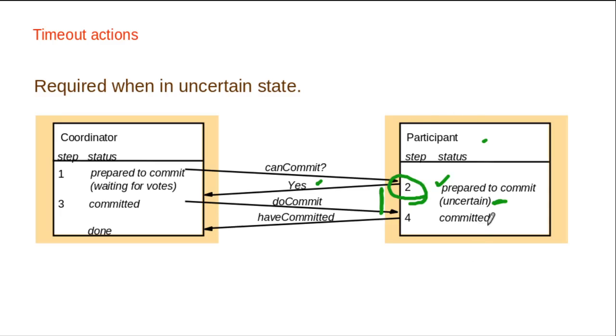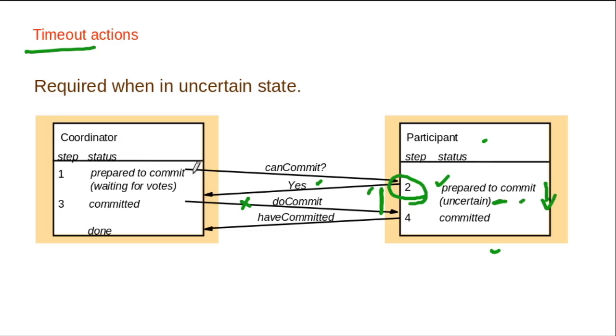So when this participant is in uncertain state, it is just waiting, right? So if there is a communication failure, something happened in between, and even after voting yes, it has not received any message whether we have to do commit or not, what will it do? Will it keep waiting for a lifetime? No, we should have some timeout options. So it will wait for a particular time, and after that it will abort the transaction.